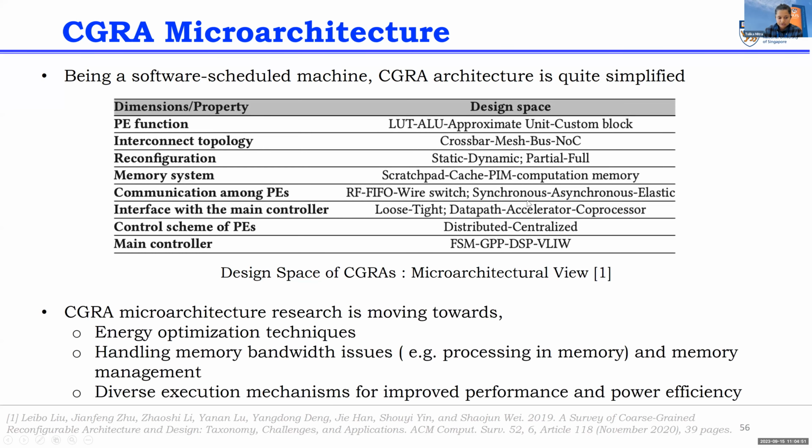So if we look at the trends, there are multiple works focusing on energy optimization. So how to bring down the energy so that this can be applied to ultra low power sensor type of scenarios. And one major issue is how to handle the memory bandwidth, because transferring data from the host processor to the CGRA might take a long time. So you might want to be efficient in that case. And there might be different memory management schemes internal to the CGRA also. And also there are different execution mechanisms like SIMD, VLIW. So all of them are targeted for either performance or power efficiency.